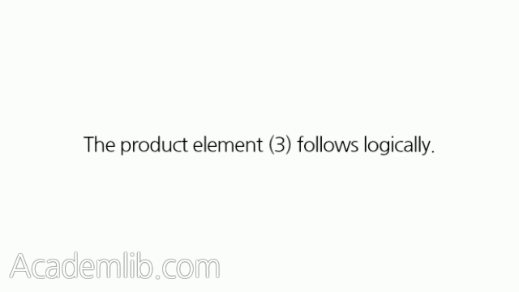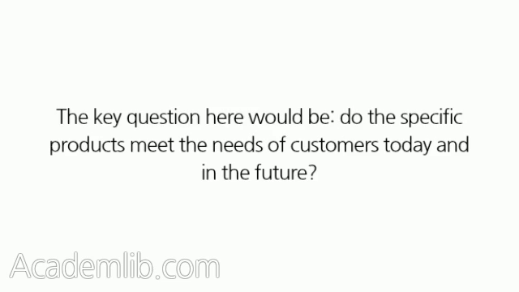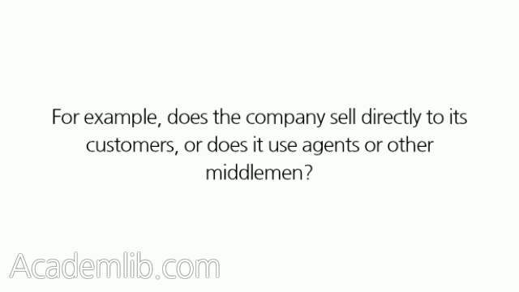The product element, 3, follows logically. It refers to the range of products. For the purposes of this discussion, products also include services that a company offers. The key question here would be, do the specific products meet the needs of customers today and in the future? The distribution element, 4, refers to the channels through which products are delivered to customers. For example, does the company sell directly to its customers, or does it use agents or other middlemen?